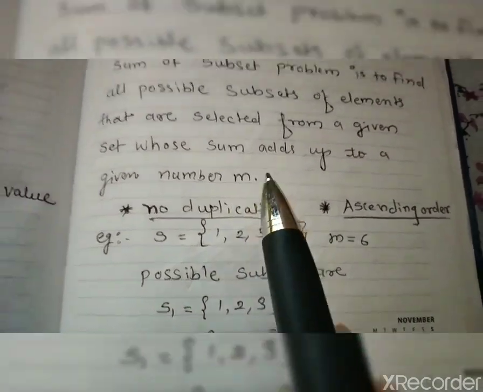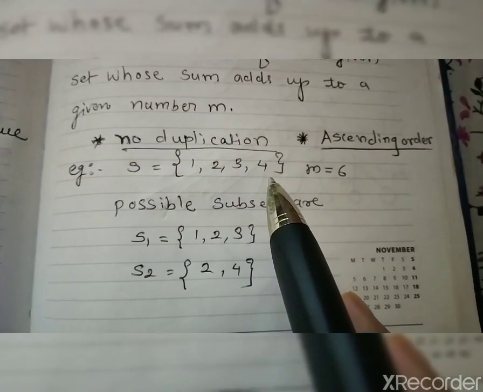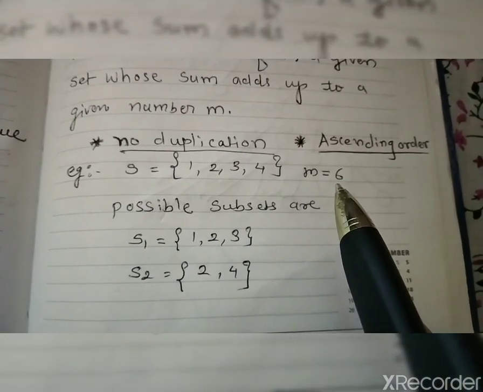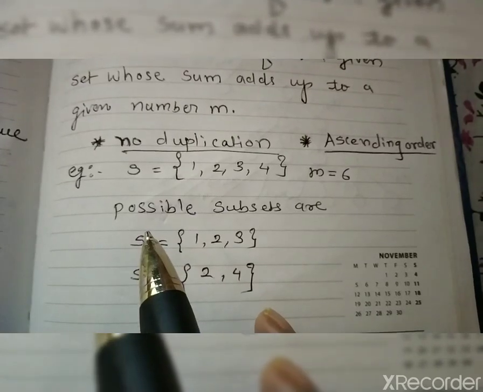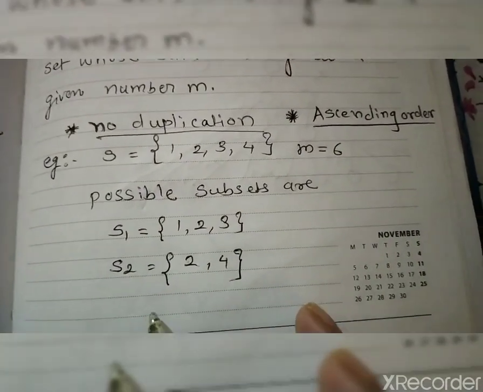So in this particular problem, we will be given a set with a certain number of elements. We will be given an m value, which is going to be the sum of certain numbers, and we have to find all the possible subsets. Let us consider one more example to understand these concepts clearly.